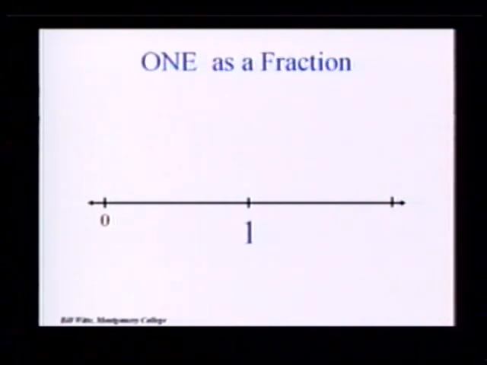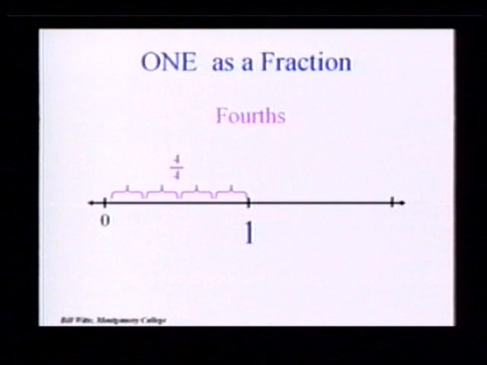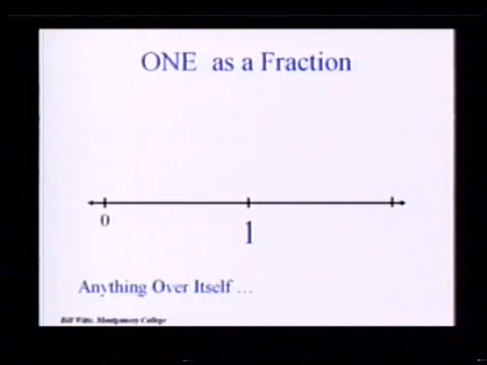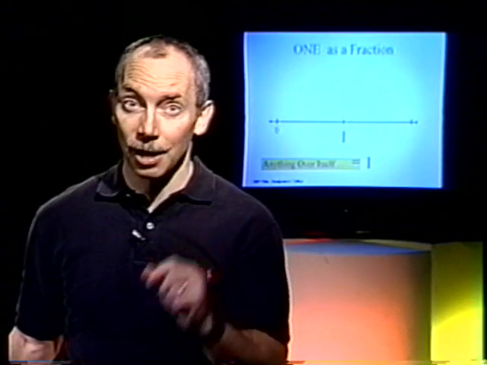What about the number 1 written as a fraction? In thirds, 1 would be 3/3. Here we are on the number line. In halves, as we saw before, it's 2 halves. What about fourths? 4/4. You noticed a pattern, I hope. Anything over itself. 3/3, 2/2, 4/4. Anything over itself is 1. Note that, please. You'll need to know that. We use that for a lot of things, okay?